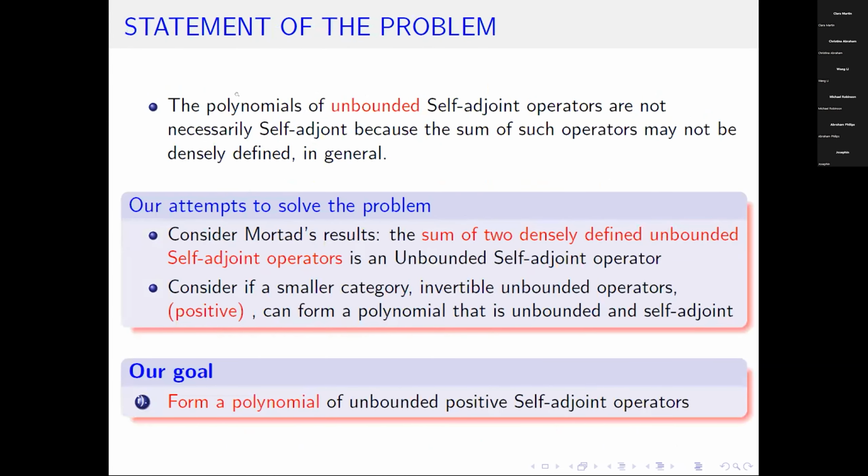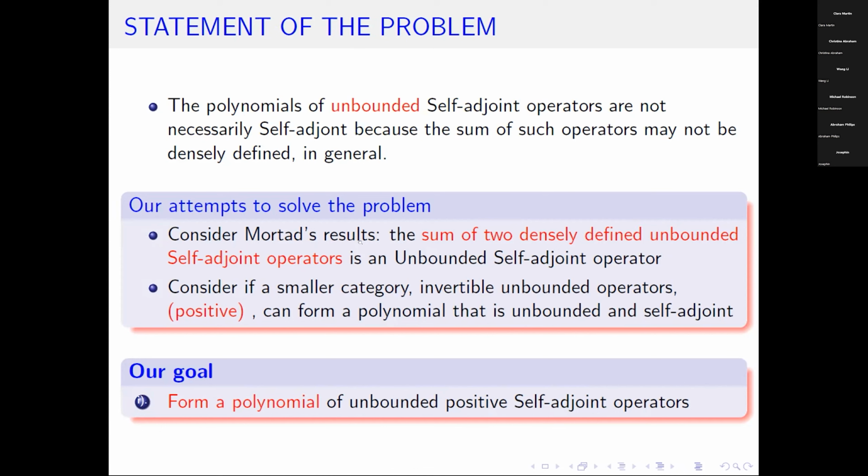Therefore, the statement of the problem: the polynomials of unbounded self-adjoint operators are not necessarily self-adjoint because the sum of the operators may not be densely defined. And now when the sum is not densely defined, then of course it's obvious that it will not be a self-adjoint operator. But there have been some attempts to solve the problem; we use the result by Motard, who is a professor, of course, in Algeria.